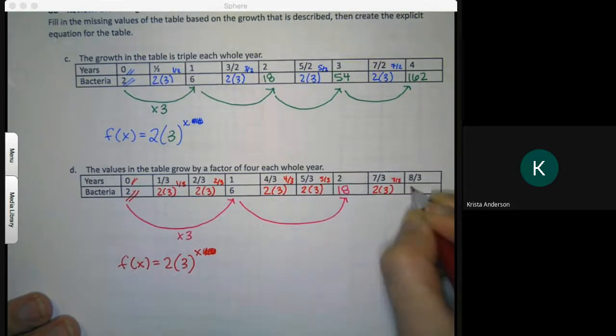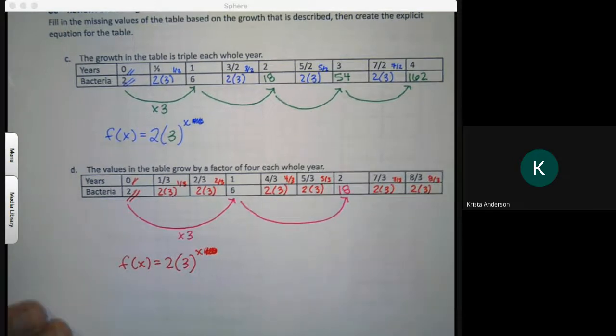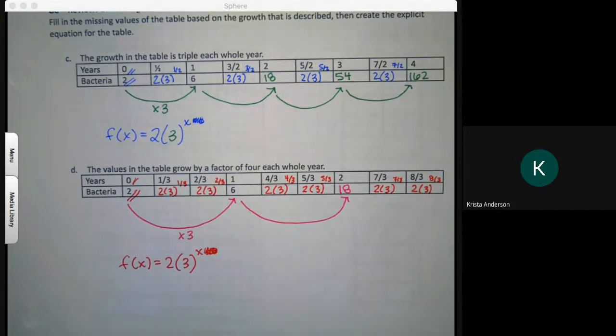Replace, and replace. Do you remember doing those from a few days ago? Yeah, they look kind of familiar.